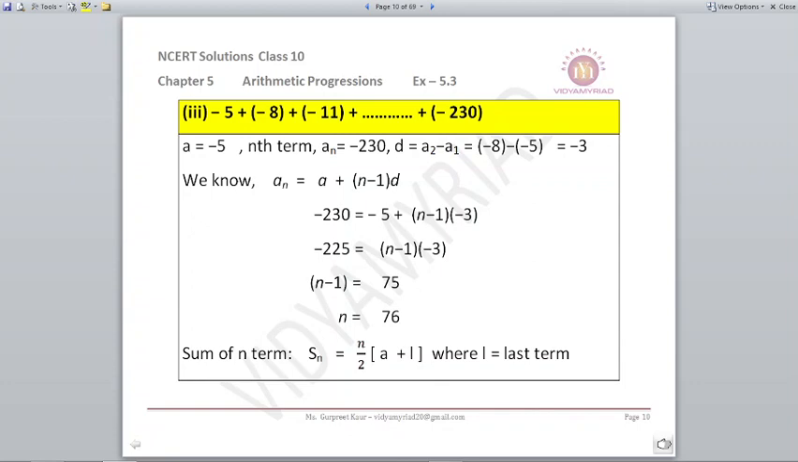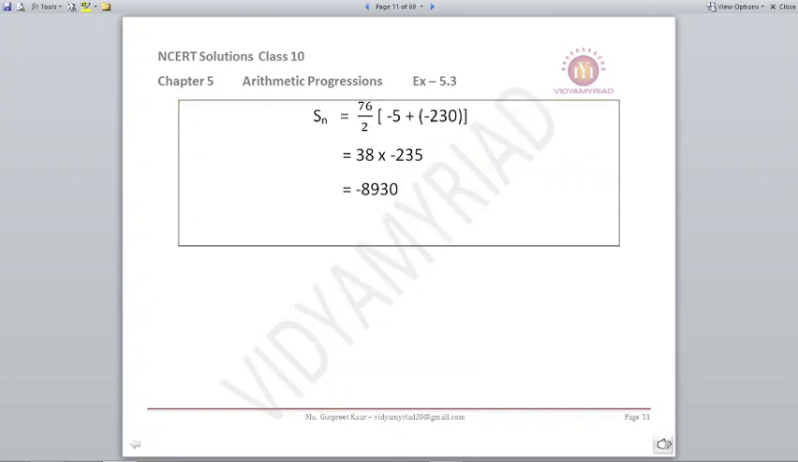So now n means it has 76 terms. So we can also write S76 is equal to n upon 2 into a plus l. N is 76, so S76 is 76 upon 2 into minus 5 plus minus 230. On solving this we get minus 8930.